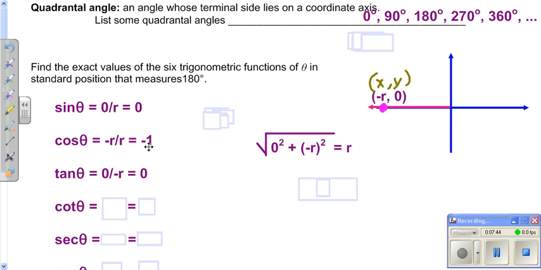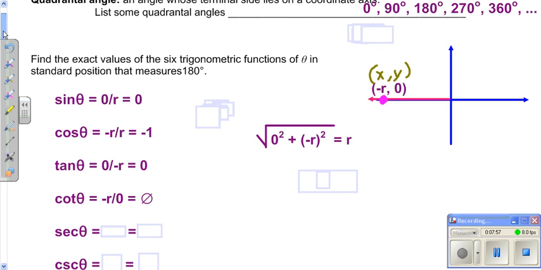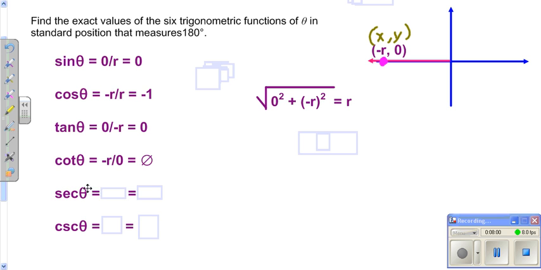Then you've got to have your reciprocal functions. So here's your cotangent as a fraction. You flip that fraction upside down, you get negative r over 0, but remember you cannot divide by 0, so it would be undefined. Here's your secant fraction that we get to flip upside down, and so we still get a negative 1. Your cosecant is the reciprocal of the fraction we have up here for sine, so you get r over 0, which is undefined.